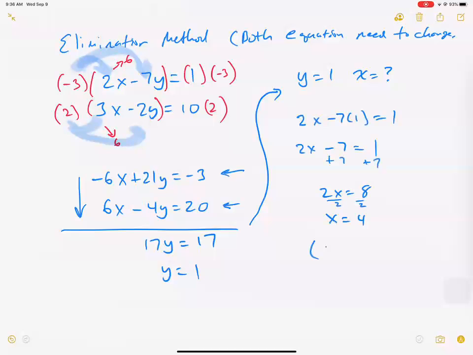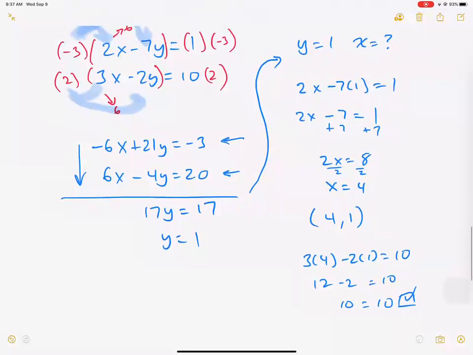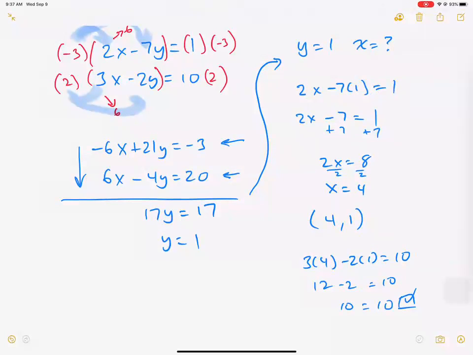Okay, so my solution for the set is 4 comma 1. Now let's see if this works. We have 2 times 4 minus 7. Oh, let's use the second equation just to mix it up. 3 times 4 minus 2 times 1. Would that equal 10? I don't know. 12 minus 2 is 10. Yes! We found a solution for the system.